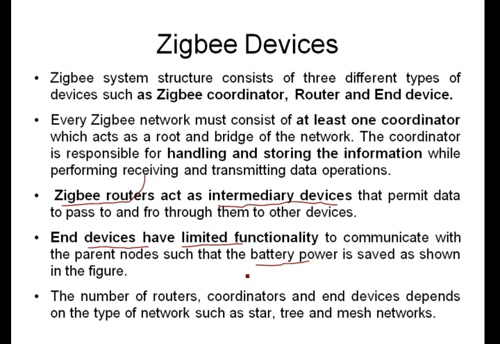So that's why there is a use of saving battery power. Okay, the number of routers, coordinators, and end devices depend on the network. So obviously which network you are using and the application type, their number will vary.